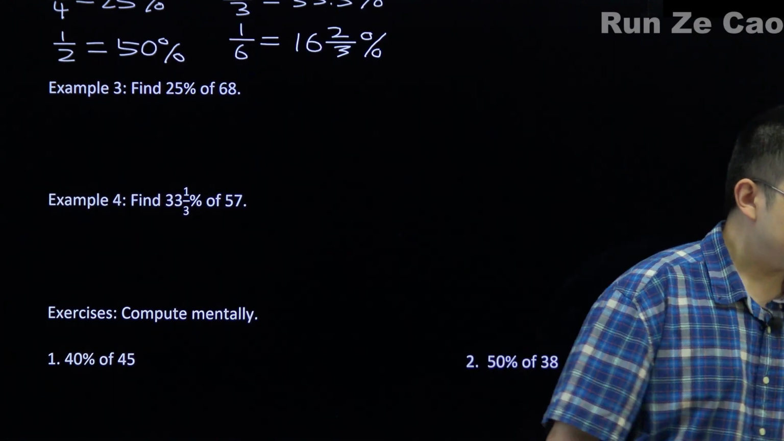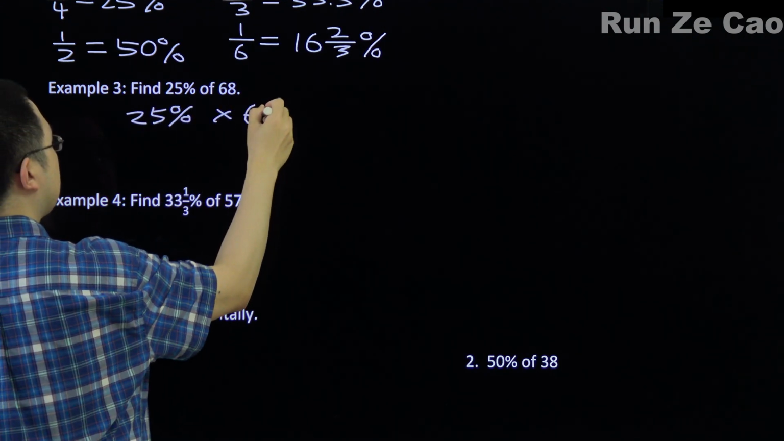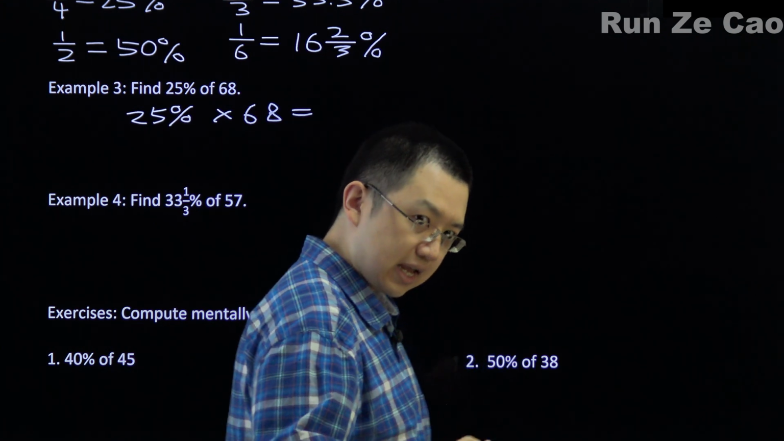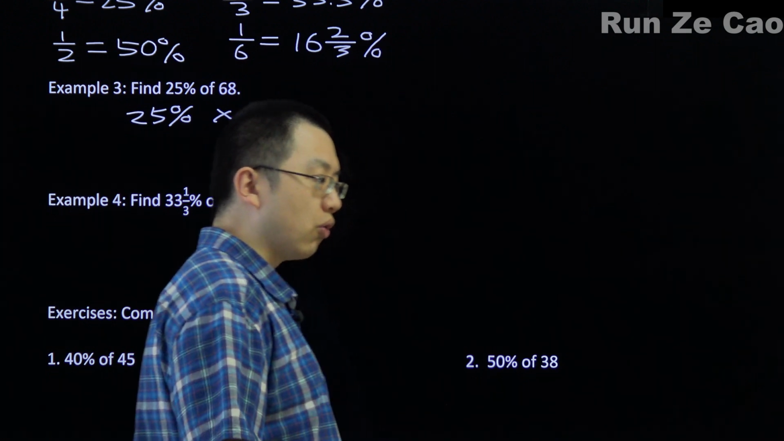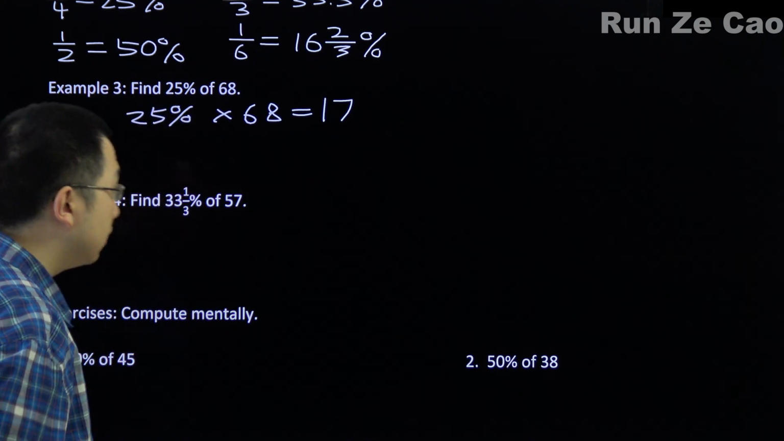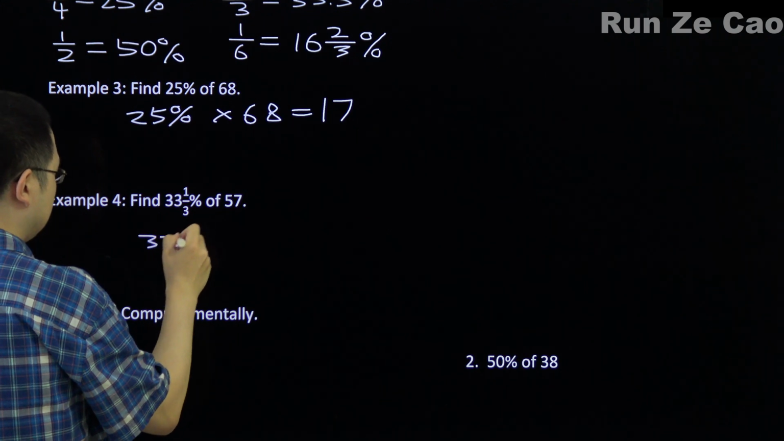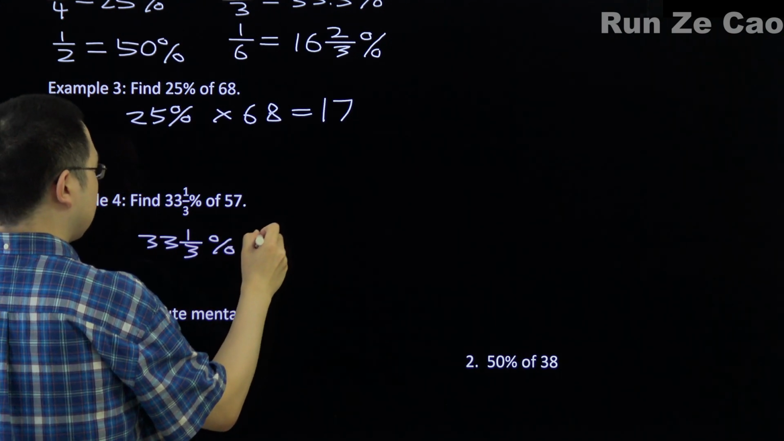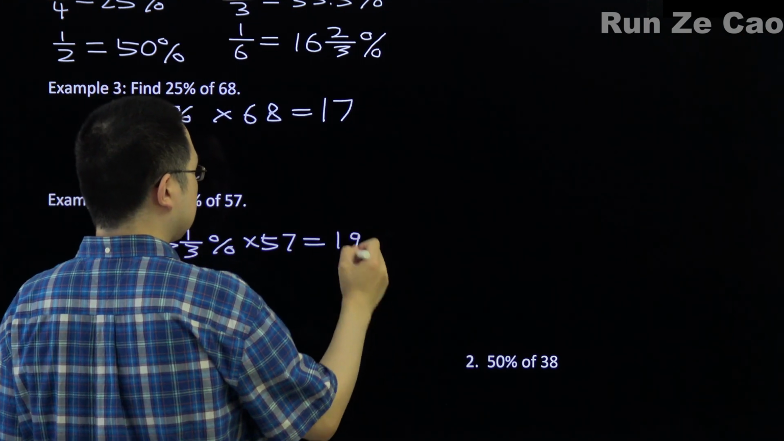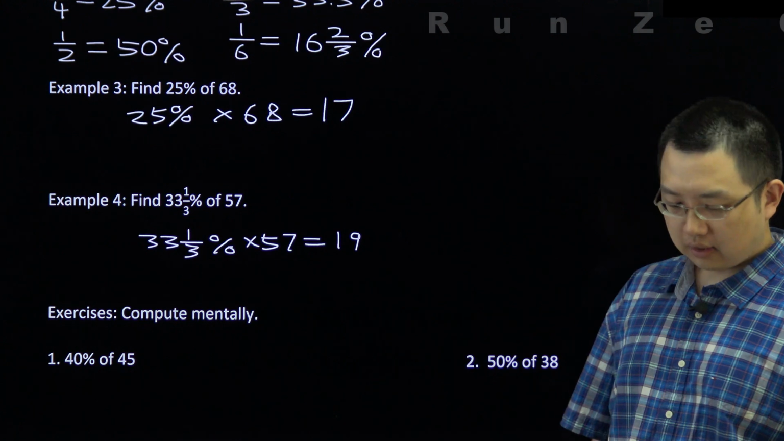Find 25% of 68. 25% times 68 is 1/4 of 68. 60 divided by 4 gives you 15. And then 8 divided by 4 gives you 2. So 17. Yeah, you could also have gone divide by 2, which would have given you 34 and then 17. Find 33 and 1/3% of 57. 33 and 1/3% times 57. That's 1/3 of 57, which should give you 19. Because 60 divided by 3 is 20, and 57 is 3 less. So you end up with 19.